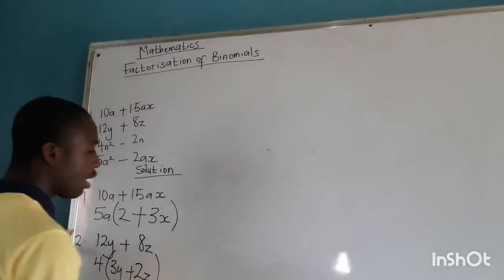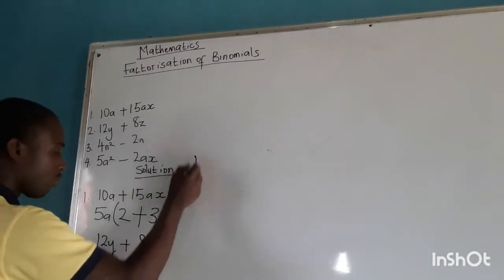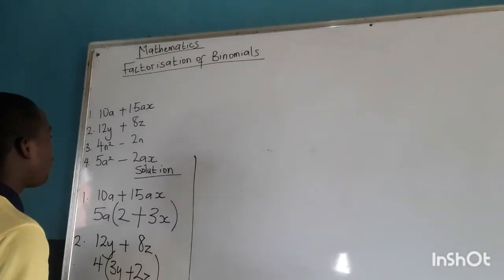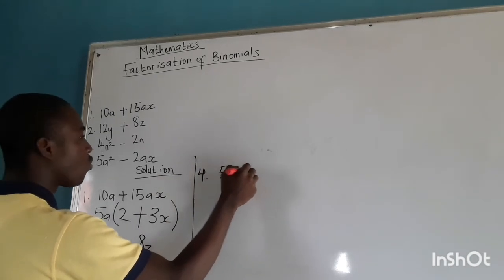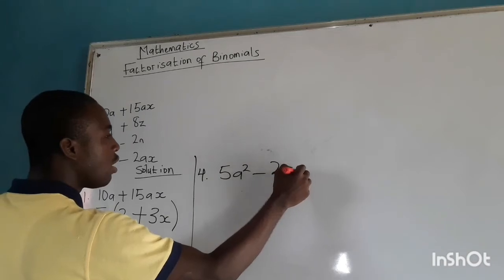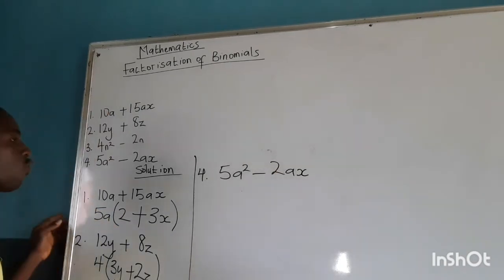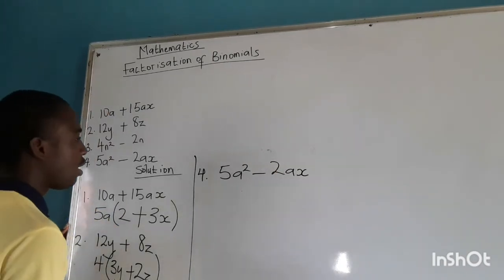We will look at the last example. Last example, which is number 4. You get 5a squared minus 2ax. 5a squared minus 2ax.